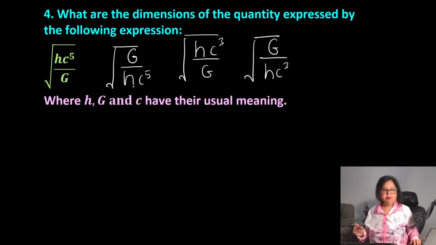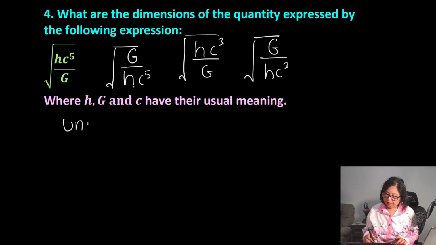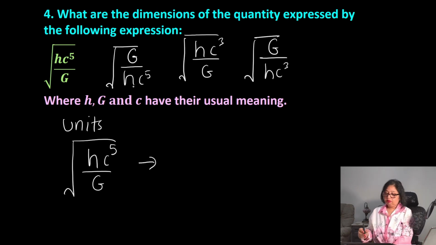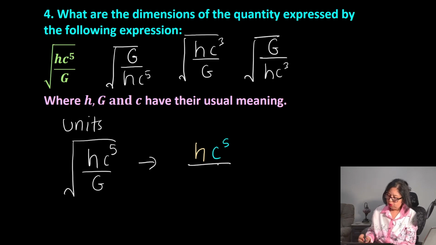So to solve this problem, again, this could be done in one of two ways. You could have used units, or you could have used dimensional analysis. I'm going to use the method of units here. I'm writing down this expression, h times c to the power 5 over g under the square root. The unit of h is not newtons, it is joules.